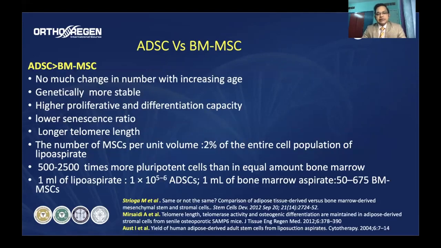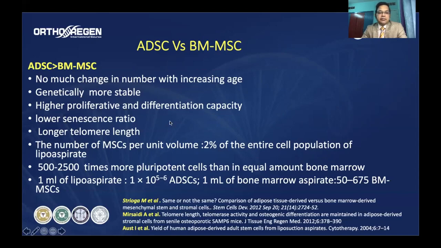Now, if we compare the adipose-derived stem cell versus the bone marrow mesenchymal stem cell, the literature shows that in adipose-derived stem cells there's not much change in the number with increasing age. They have been shown to be genetically more stable, having a high proliferative and differentiation capacity. They also have a lower senescent ratio, and they have a longer telomere length.